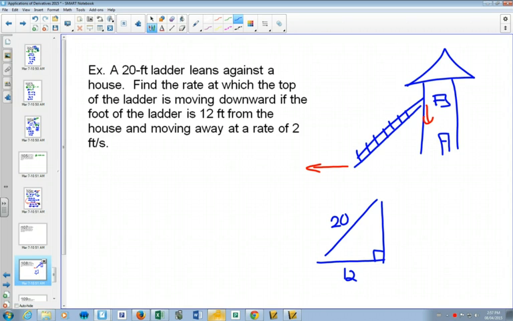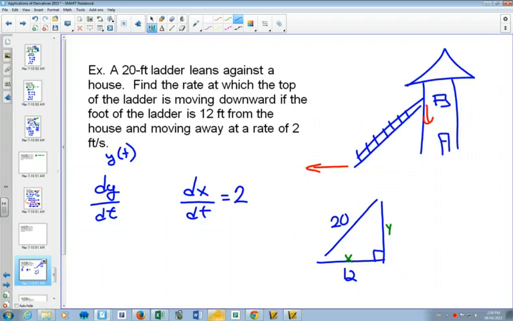So what do we know? Right, so if we start labeling things here, this is our x, this is our y, okay? We know that we want to find dy/dt. That's what we've been asked to find. So we know that y is a function of time. We know that dx/dt is going to be 2.